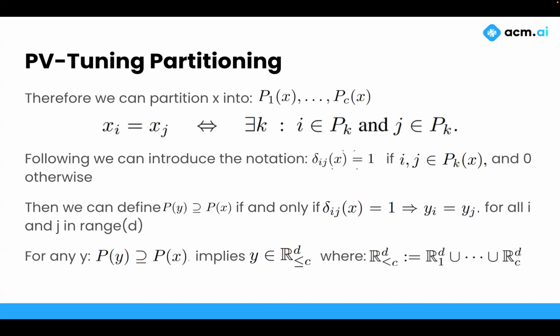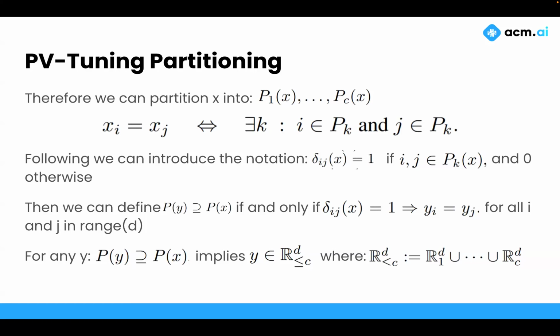Then we can define some partitions, where basically a partition means that they are mapped to the same value in the code. And then we can introduce this delta ij notation.